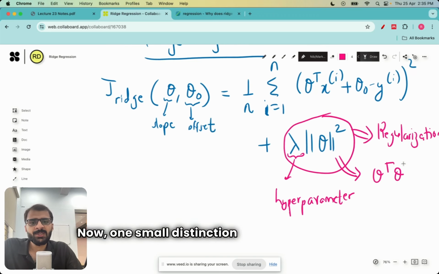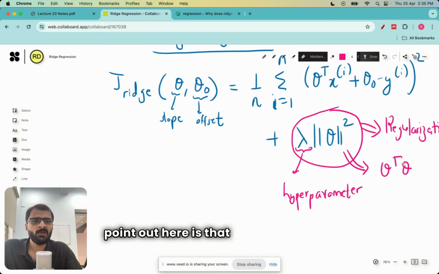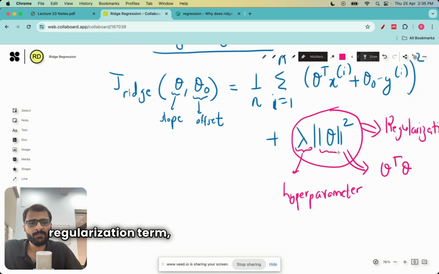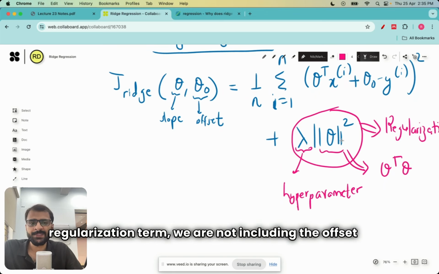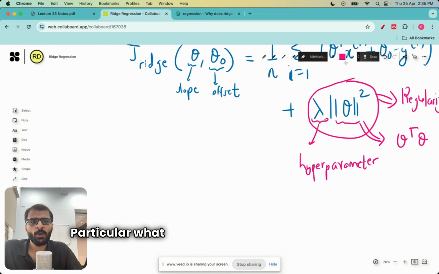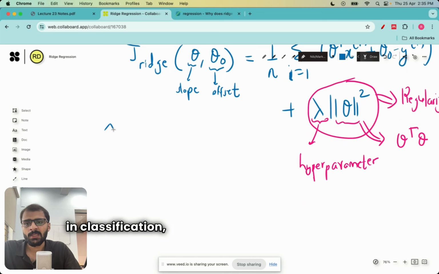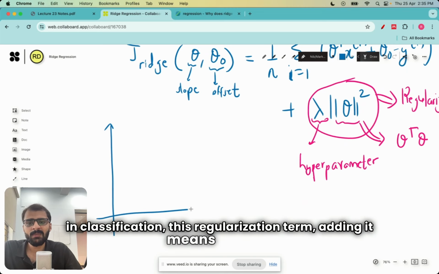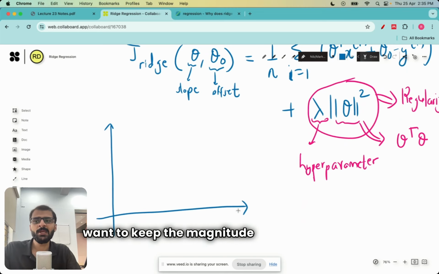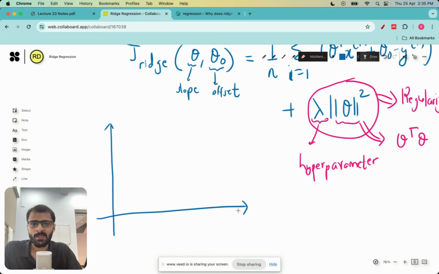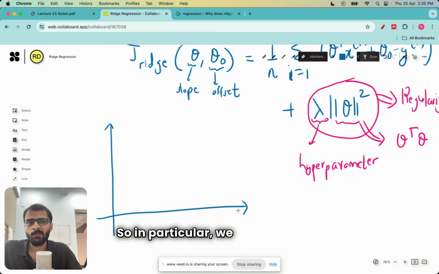Now, one small distinction which I would like to point out here is that when we add the regularization term, we are not including the offset here. As we also saw in classification, adding this regularization term means that we want to keep the magnitude of theta smaller. So in particular, we are penalizing the slope if it's too large. So theta is the slope, and remember, theta naught is the offset.